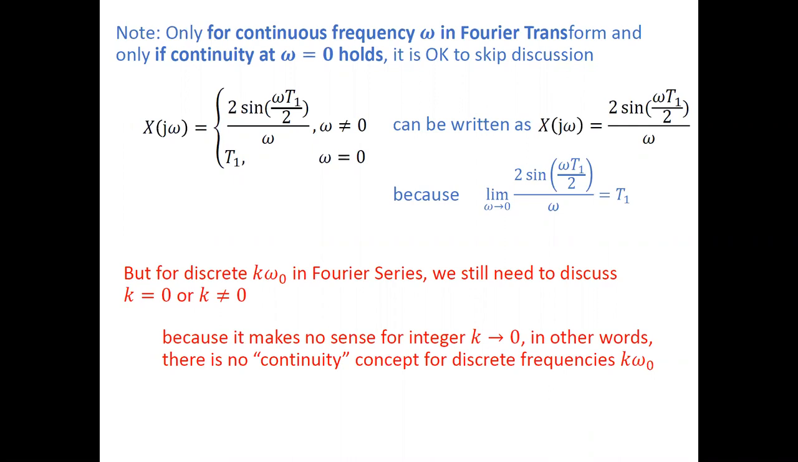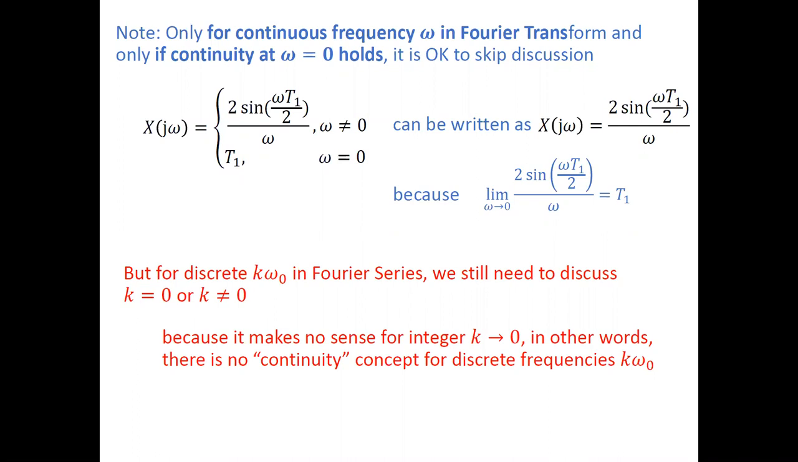You can only skip the discussion between omega zero or non-zero for continuous frequency omega, and only for the case where X(j omega) is continuous at the particular point omega equals zero. So only when we can show that the expression in the first line goes to the expression of the second line when omega approaches zero, then we can skip the discussion.